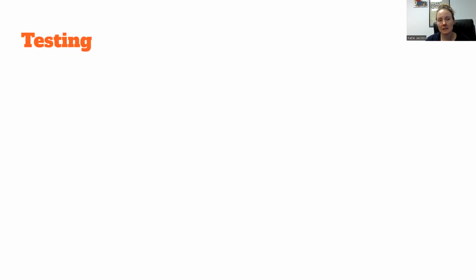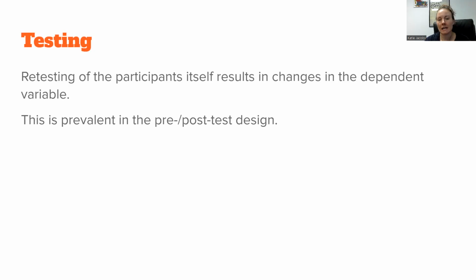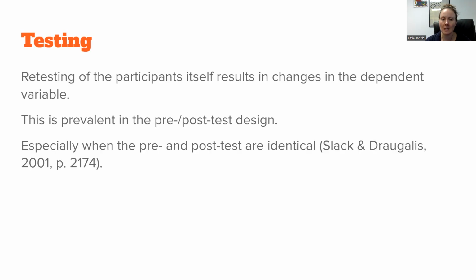Also, testing is a threat to the internal validity of a study. And this is when retesting of participants itself results in changes in the dependent variable. A lot of times this will happen when you do a pre and post test. So if you're doing a pre and post test over a period of a week, this might cause some problems with your study because it might just be that they learned the test and that they didn't actually learn the content. This is especially true when the pre and post test are identical to one another.